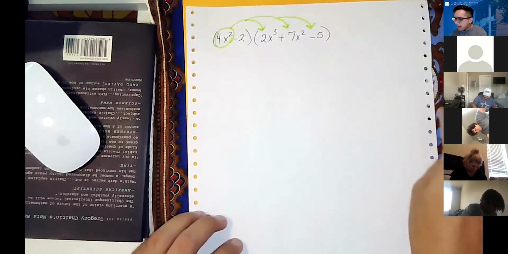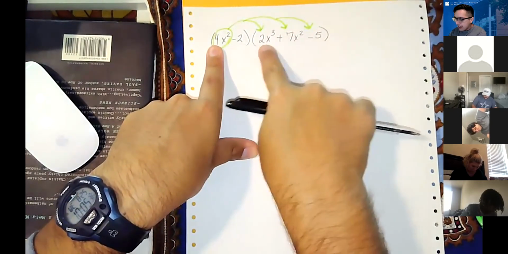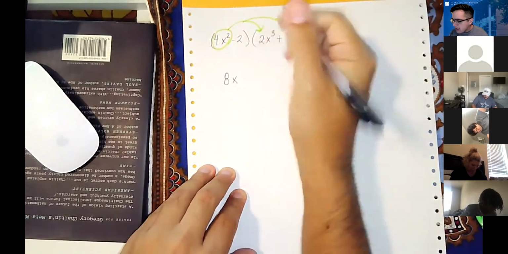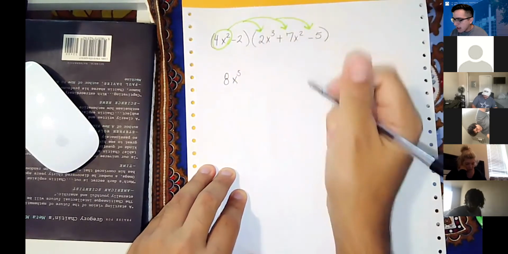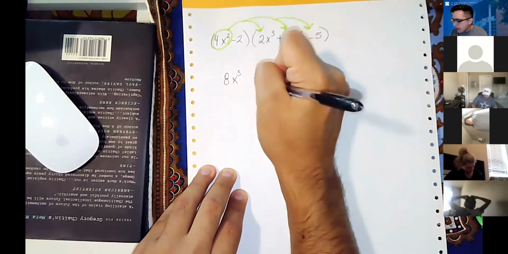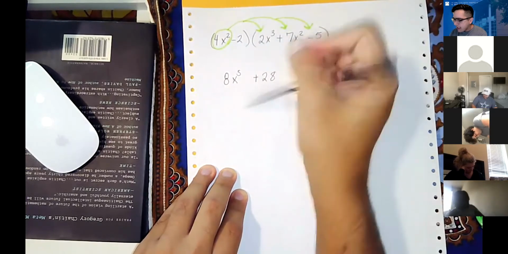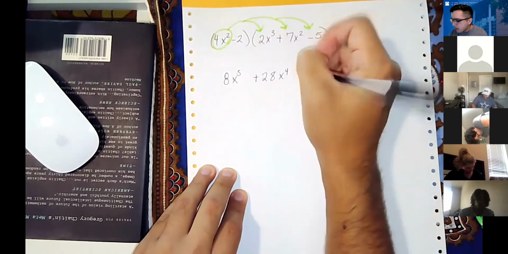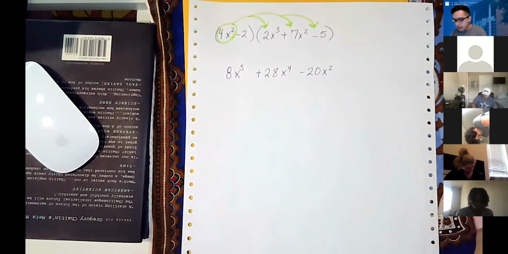That makes sense. So I should have 4x squared times 2x to the third. So 4 times 2 is 8. We have x, and then that's to the second power to the third power, so I'm going to add those exponents. You can think about it that way. Then 4 times 7 is going to be 28, right? So that's 28. X to the second, x to the second, so that's going to be x to the fourth. 4x squared times -5 should be -20x squared. Okay, so that's the first round of multiplication.